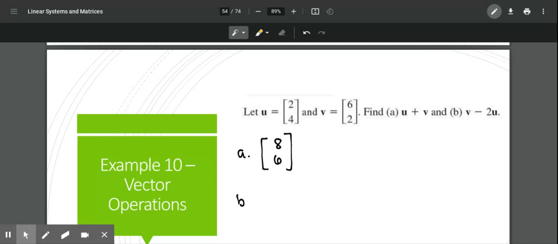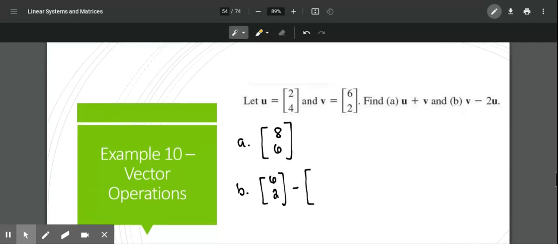For part B, we want to do V, which is 6, 2, and we want to subtract 2U. So 2U would be 4, 8. And if we subtract those, we would get 2, negative 6 as that resultant vector.